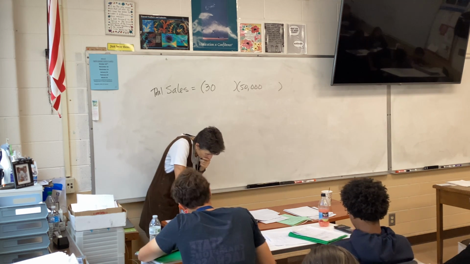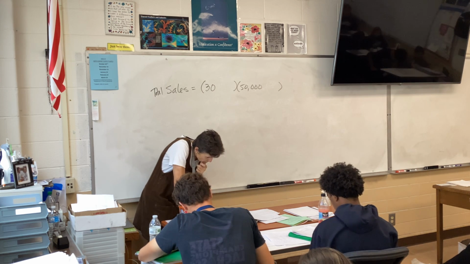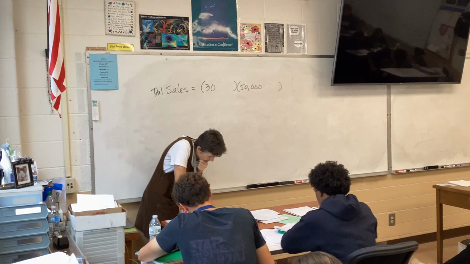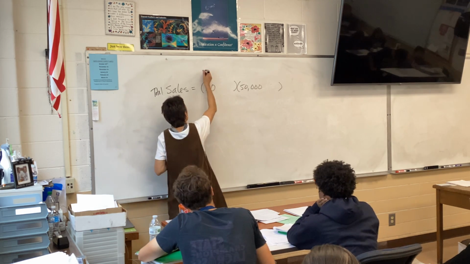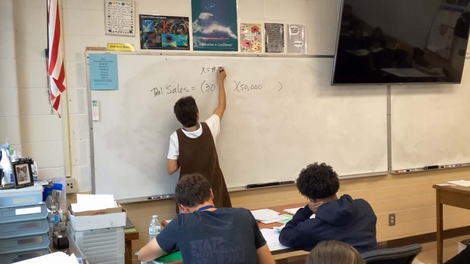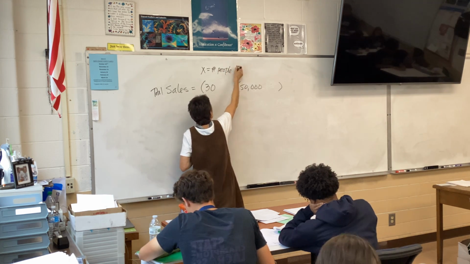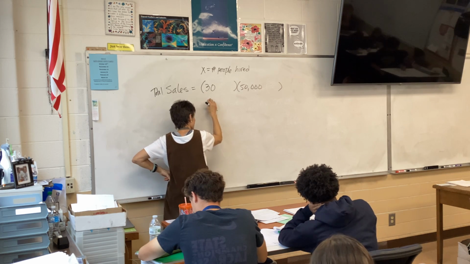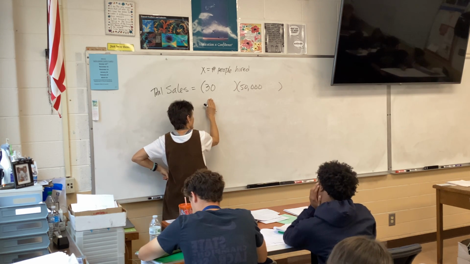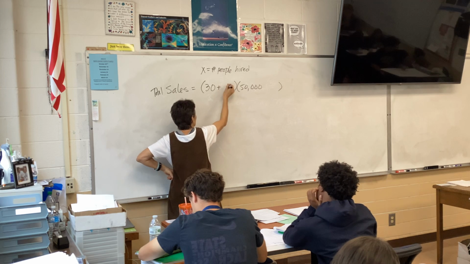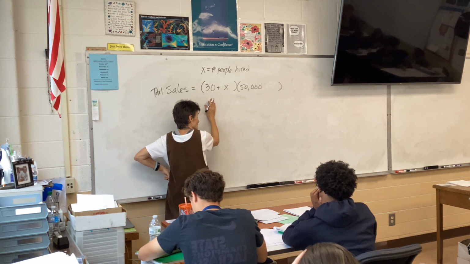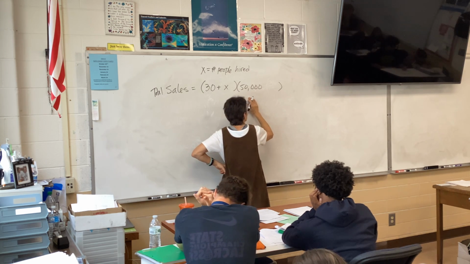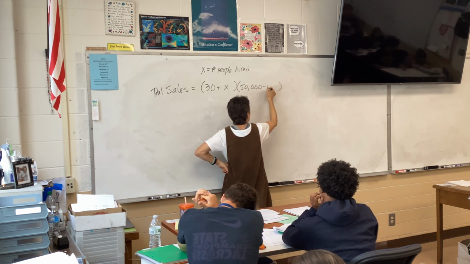But what's happening? He's going to hire some people. So we're going to let X be the number of people hired. So what's happening to this 30? He has 30 salesmen right now. What's going to happen to that? Plus X. They're going up. What's happening to the sales per person? Minus 1,000.